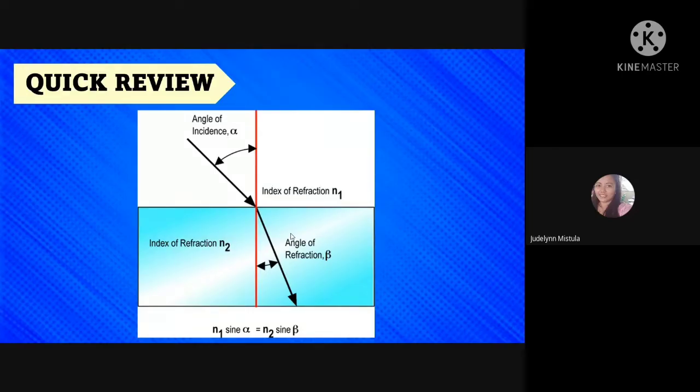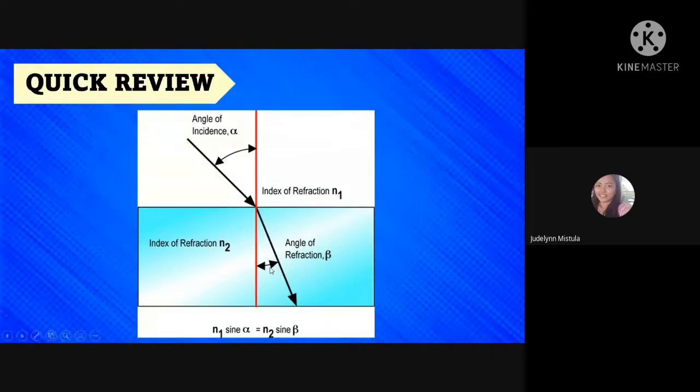The normal line drawn perpendicular to the boundaries of two media is called the normal ray. The angle formed between the normal and the incident ray is called the angle of incidence. Meanwhile, the angle formed between the refracted ray and the normal line is called the angle of refraction.